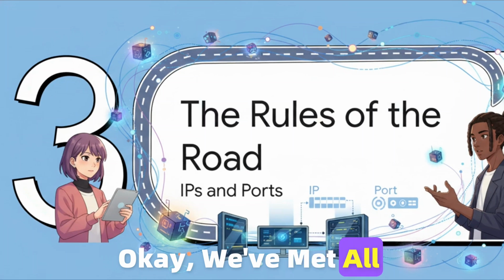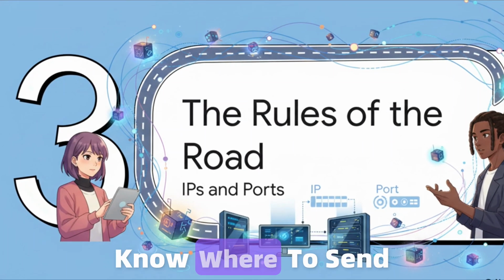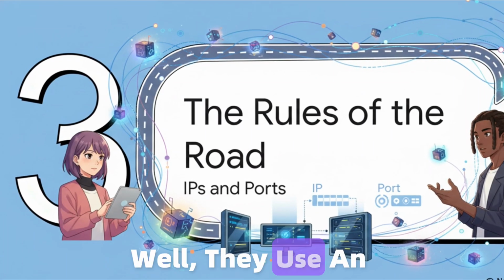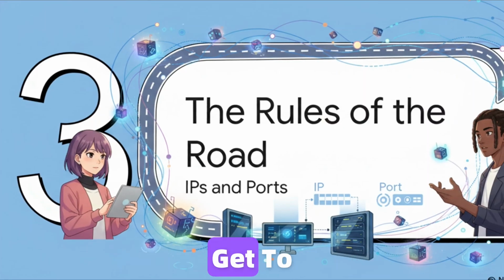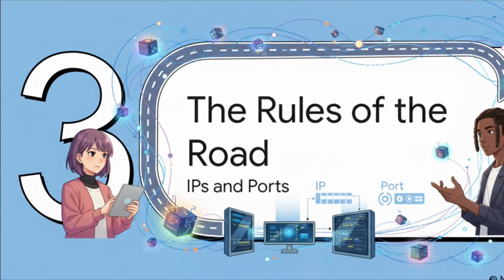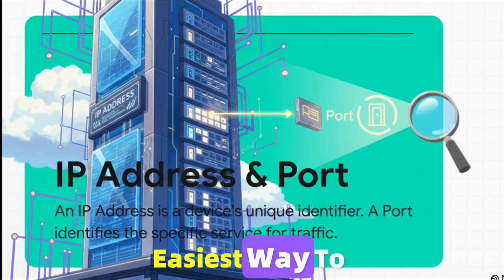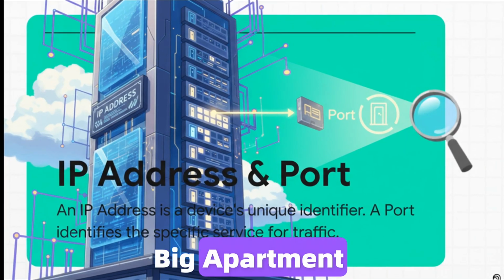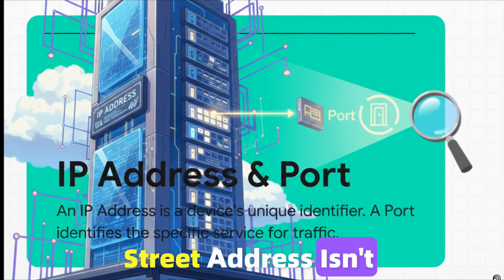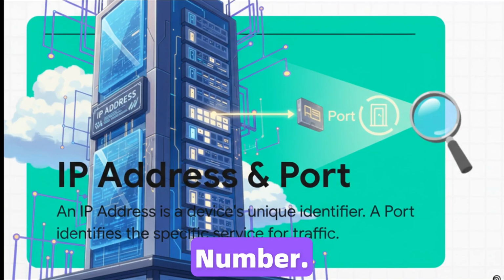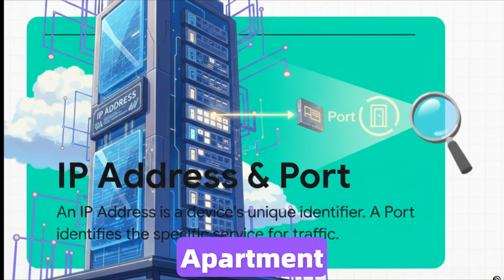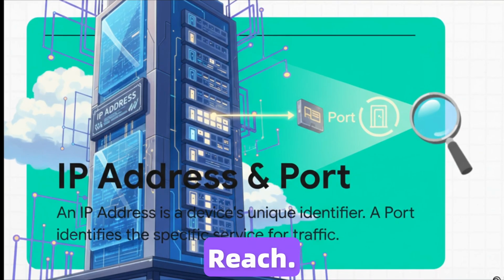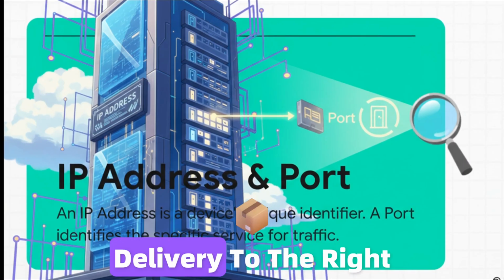Okay, we've met all the traffic managers. But how do they know where to send all the data? Well, they use an addressing system, and that's where we get to IP addresses and ports. This is honestly the easiest way to picture it. Think of the IP address as the street address for a big apartment building. But just having the street address isn't enough, right? You need the apartment number. The port is that specific apartment number for the service you're trying to reach. You absolutely need both to get the delivery to the right place.